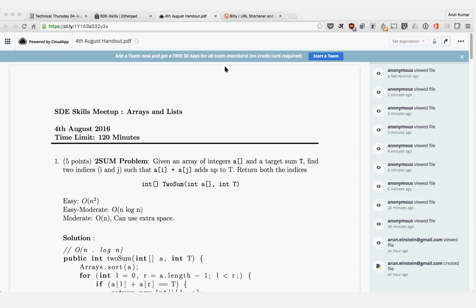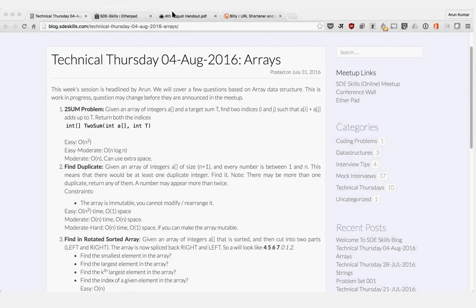Okay, I think we can start. Yeah, here we go. So the first question is the twosome problem. Anyone want to take a stab at it? I have a solution to the moderate version. Okay, so the easy solution is probably... anyone want to just quickly go over the easy solution?